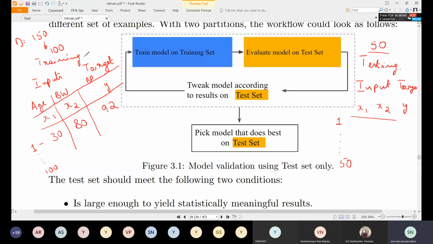So during training, what we do normally, we give examples to the algorithm. One by one, we give examples to the algorithm, and we start with a model. Say we start with a model, y cap is equal to w1 x1 plus w2 x2.